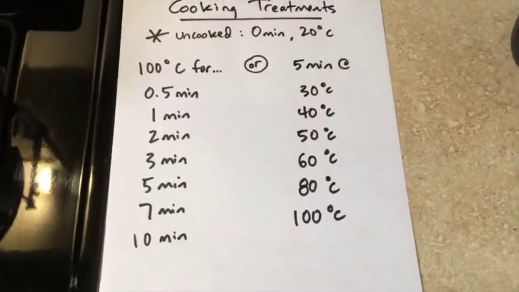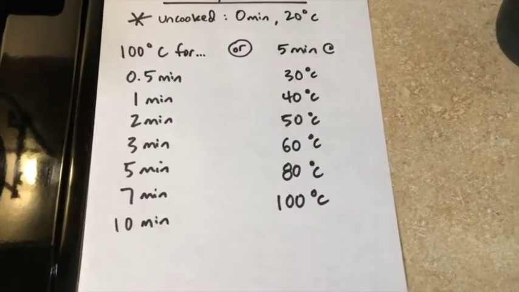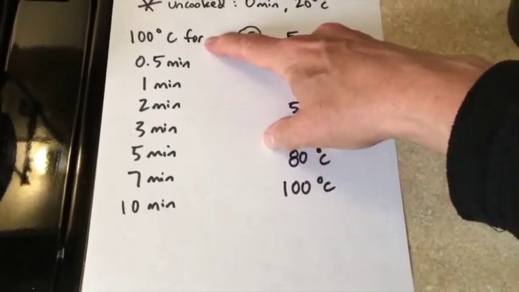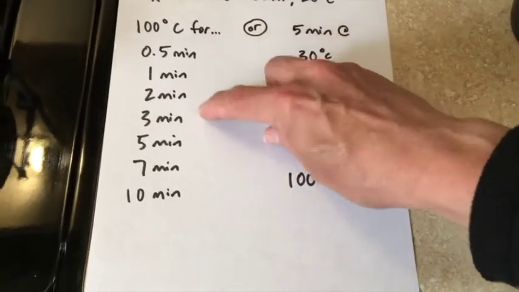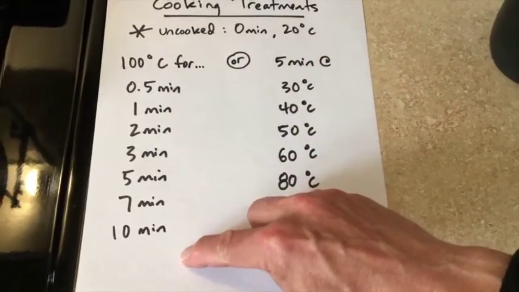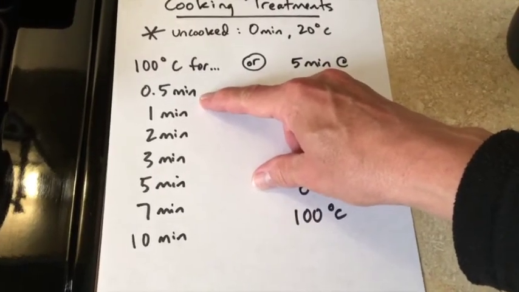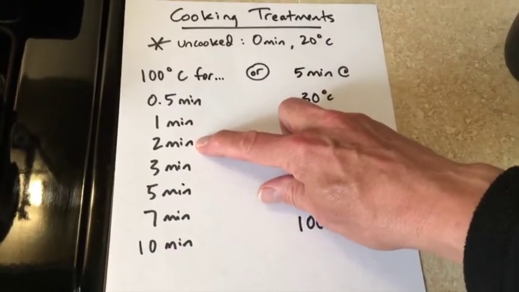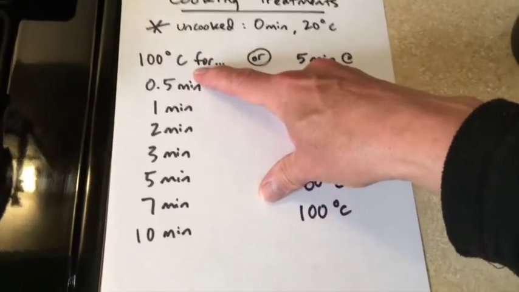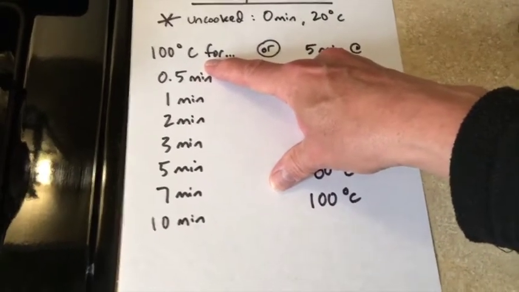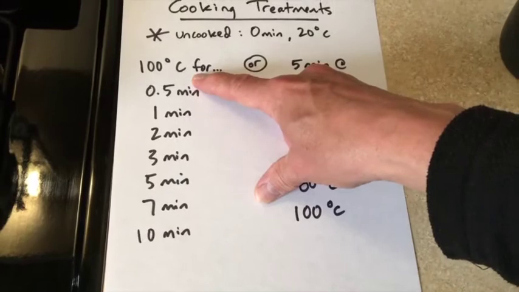So I'm going to cook some of the apple juice at 100 degrees for these different amounts of time. And so what I'll do is I'll put the test tubes into the hot water for half a minute or 1 minute or 2 minutes or so on at this temperature, and then I'll take them out and I'll titrate them to find out how much vitamin C they have.